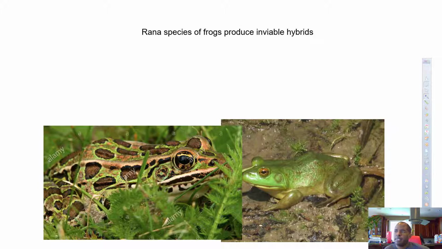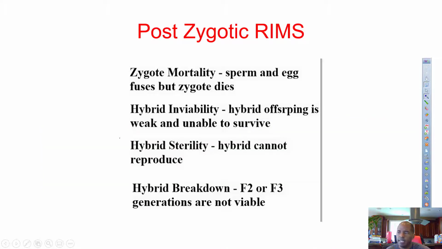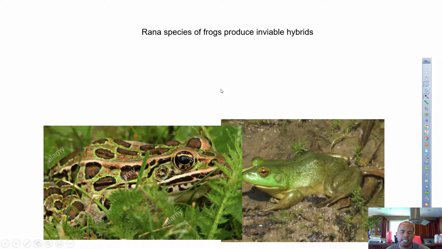Another one that can happen is where you have an inviable hybrid. So there might be a little bit of development. It might be born, but the hybrid that's born is extremely weak or sickly. It doesn't live very long. So when you look at certain species of frogs that look very similar, they might interbreed, but then their tadpole, if you look at it, is all deformed and it's inviable and it dies almost immediately.